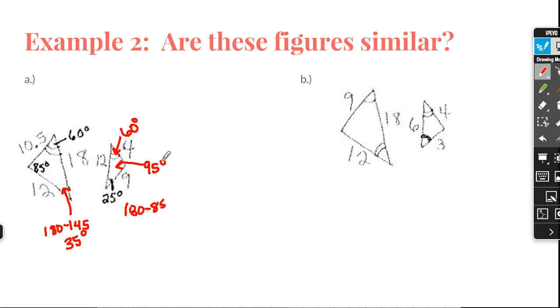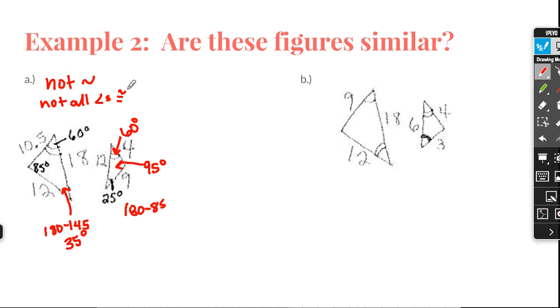95. So we do not have all angles congruent. So these are not similar because not all angles are congruent. If we can prove that not all the angles are congruent, then we don't even have to worry about the sides being proportional.